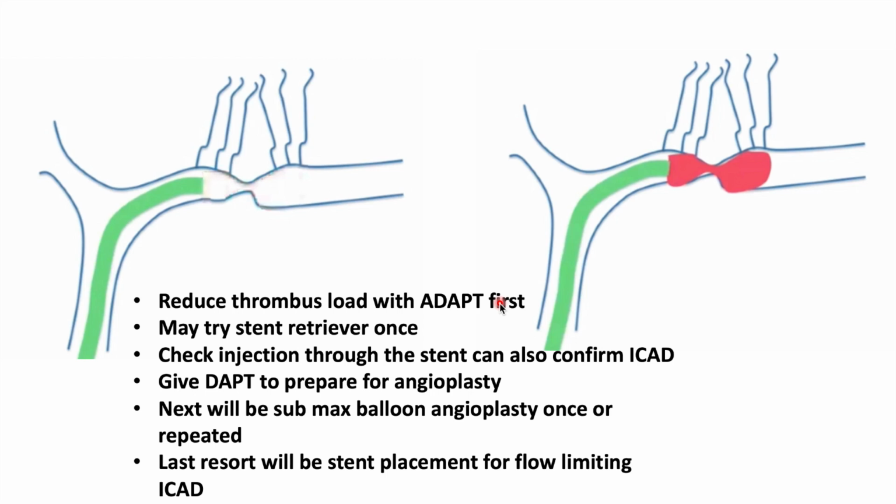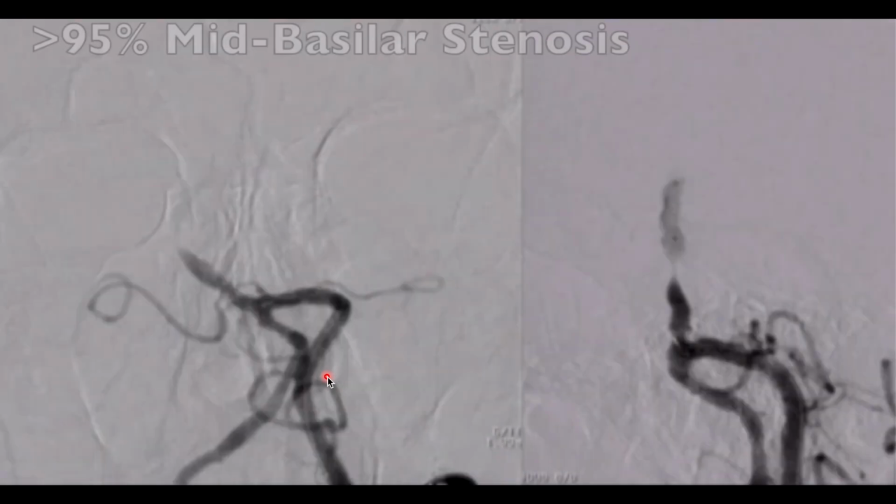And then you need to give dual antiplatelet therapy to prepare for angioplasty. But since it's going to take time, occasionally people do use a bolus dose of Aggrastat at this stage, and that's usually half the dose of the coronary Aggrastat to get a quick effect. And then they do a submaximal balloon angioplasty once, or it may be repeated. A stent is only a bailout situation or a last resort for flow-limiting ICAD.